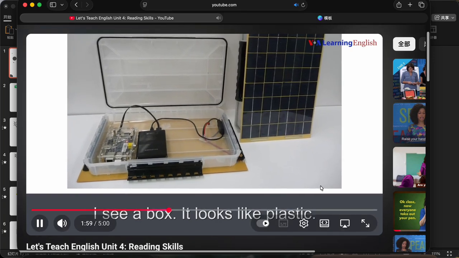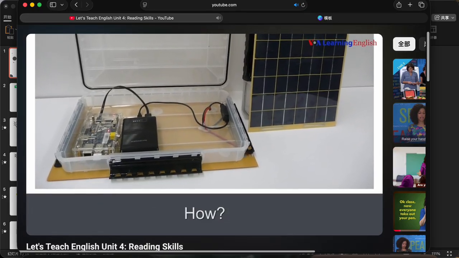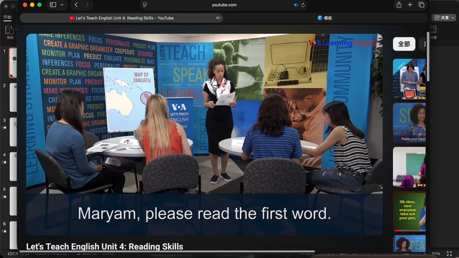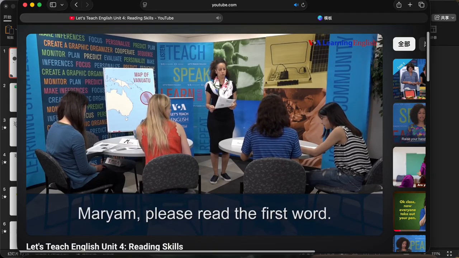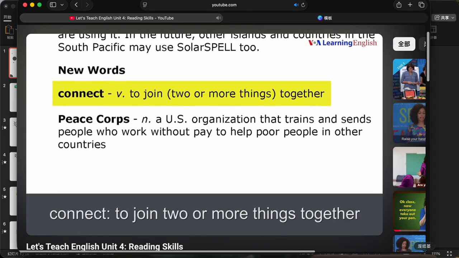Looks like plastic. Yes, the library is in that box. How? Let's read the story, but first, let's learn some new words. Mariam, please read the first word. Connect, to join two or more things together.